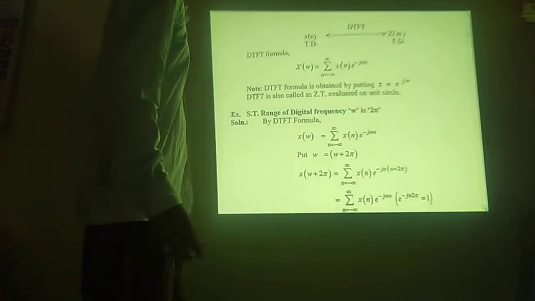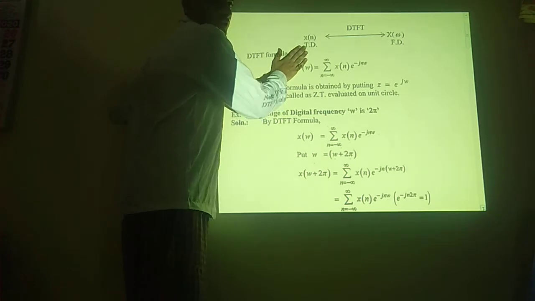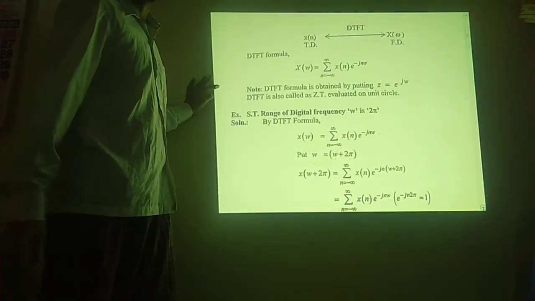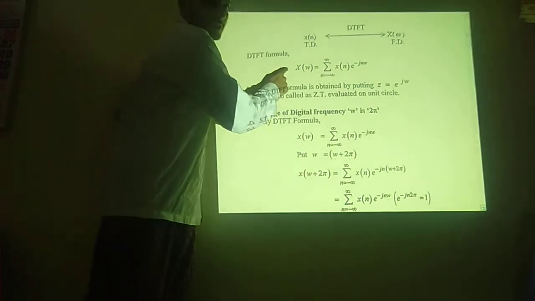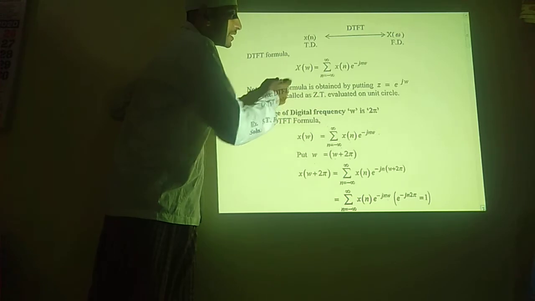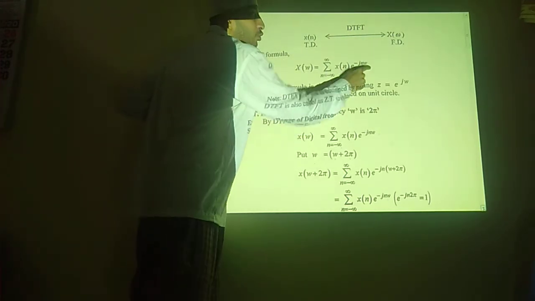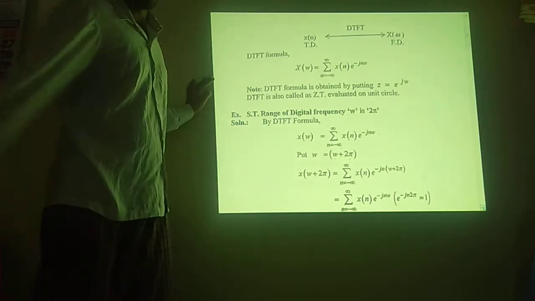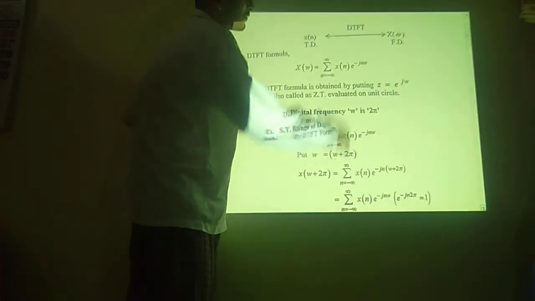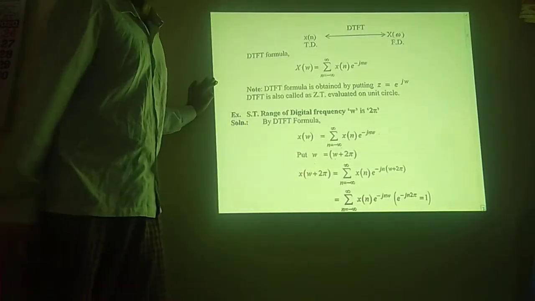So people, I am in the time domain x of n. If I need to go into the frequency domain, I can take DTFT. The formula for DTFT is X of omega, or X of e raised to j omega, equal to summation n equal to minus infinity to infinity x of n e raised to minus j omega n. So this is the formula for DTFT.